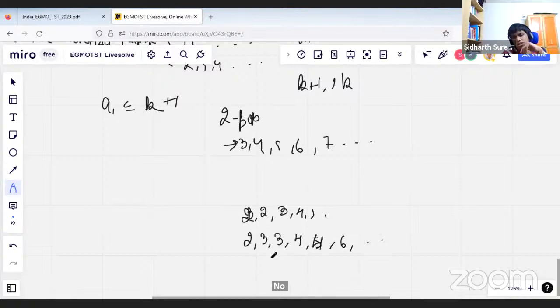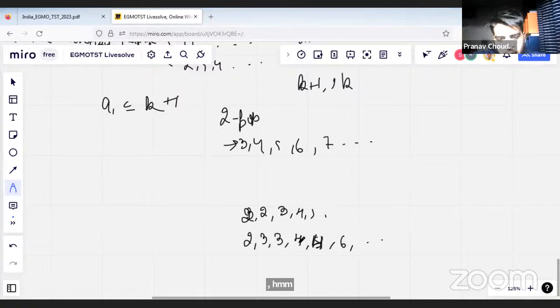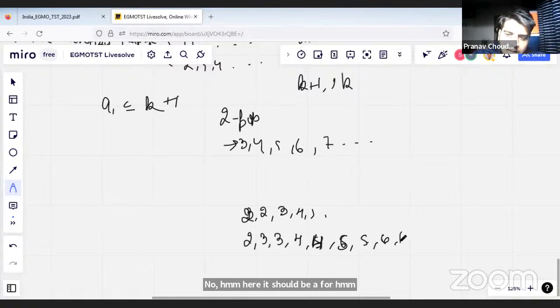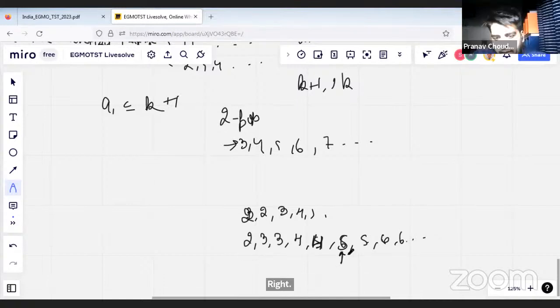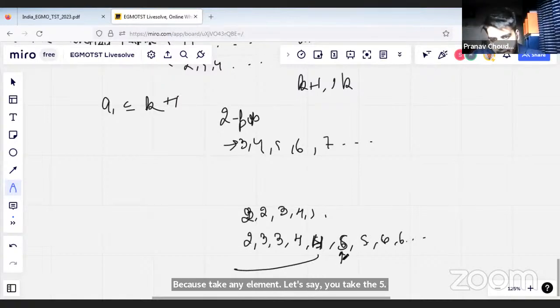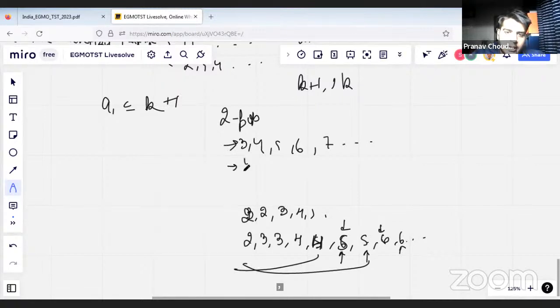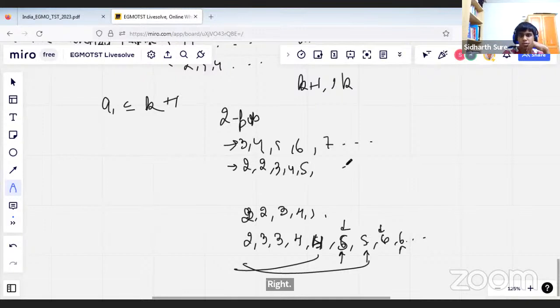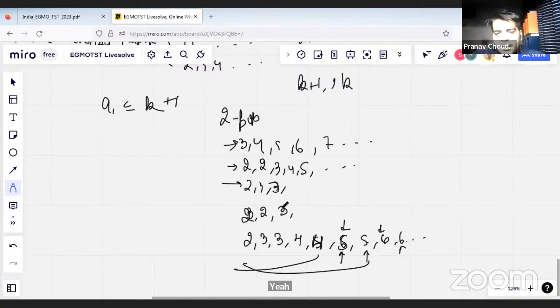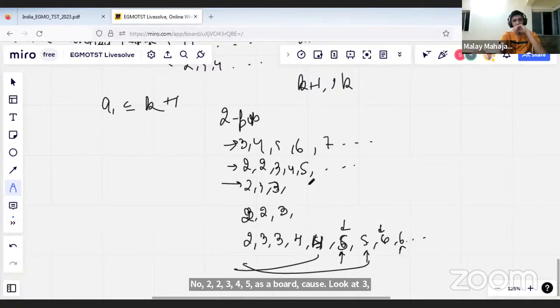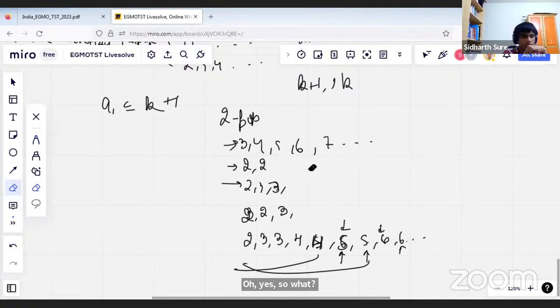No, 2, 3, 3 doesn't work, because here it should be a 2. Oh, this works: 2, 2, 3, 3, 4, 4, 5, 5, 6, 6, right? Because take any element, let's say the 5: there are 3 distinct previous numbers, the 4th is here and the 5th is here. You take this 5, same number plus 1. So this works. And here also it would be the same, I guess. No, 2, 2, 3, 4, 5 doesn't work, because look at 3. So I think it should be the same idea: 2, 2, 3, 3, 4, 4, 5, 5.